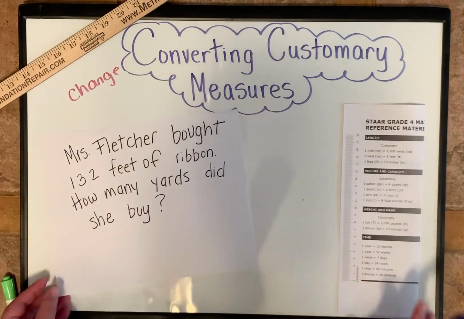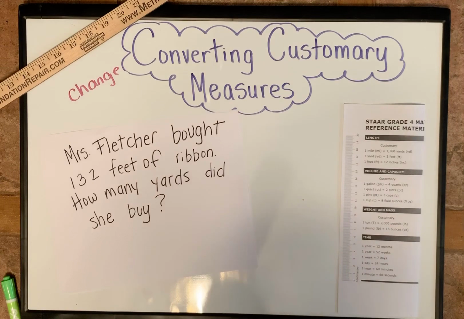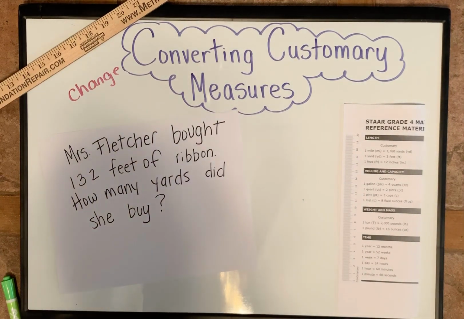Put that over there. Here we go. Can y'all see that? Mrs. Fletcher bought 132 feet of ribbon. How many yards did she buy?